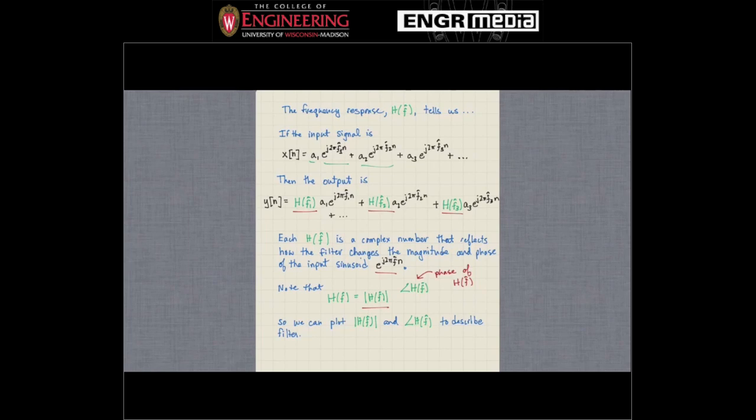And no, this should of course be in the exponent. It should be e to the j times the angle of h of f hat. So we can totally describe the filter by plotting the absolute value of h of f hat and the angle of h of f hat, or the phase of h of f hat, the phase of the frequency response and the magnitude of the frequency response.